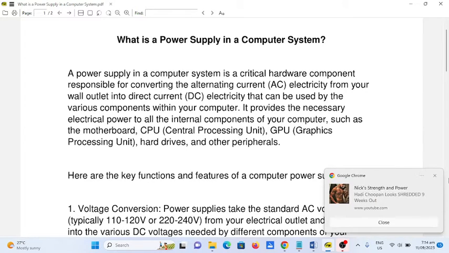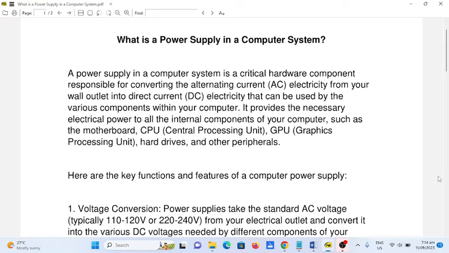So let's begin. What is power supply in a computer system? A power supply in a computer system is a critical hardware component responsible for converting alternating current or AC electricity from your wall outlet into direct current DC electricity that can be used by the various components in your computer. It provides the necessary electrical power to all internal components of your computer such as the motherboard, CPU, central processing unit, GPU, graphics processing unit, hard drives, and other peripherals.